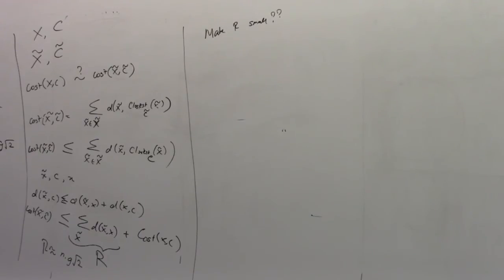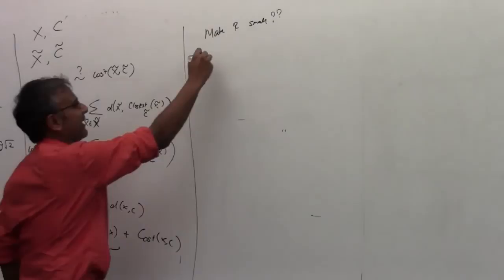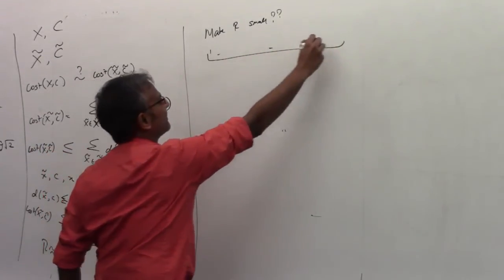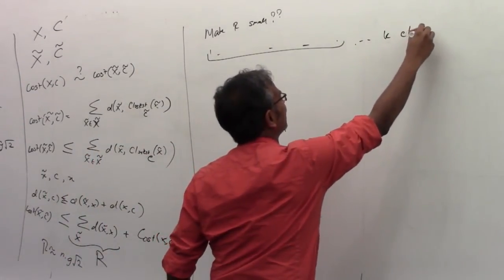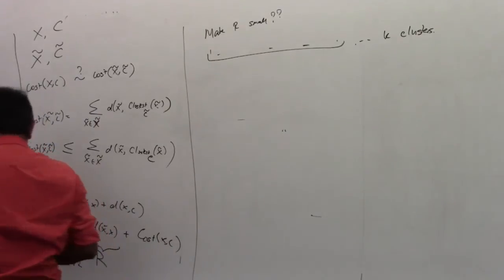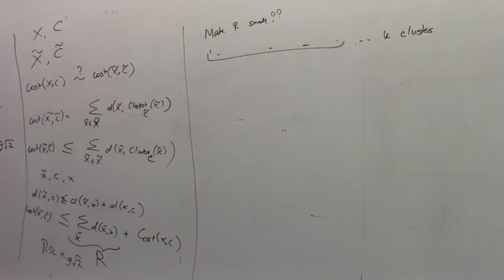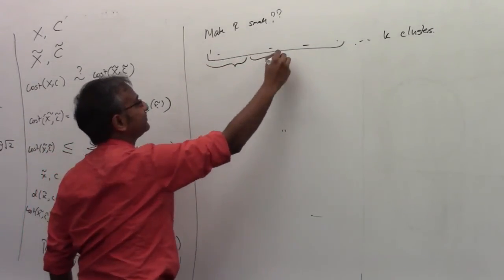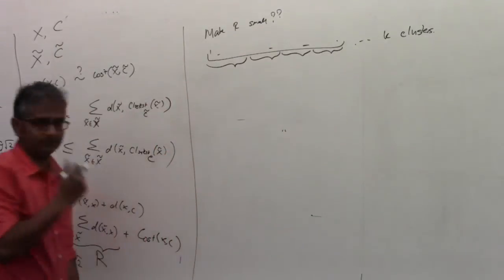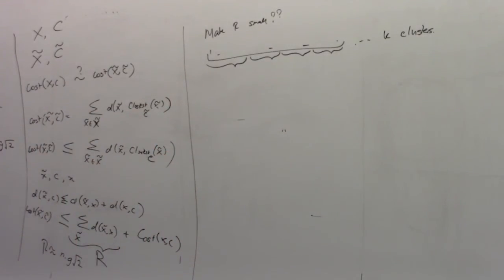So here's what we do. To find the coreset, we find some very crude clustering. So what we do is we take our points. So let's say we have n points, that's 1 to n. Okay? And you want to cluster them into k clusters. Instead, what we do is we group them into big chunks. Okay? Into big chunks of points.